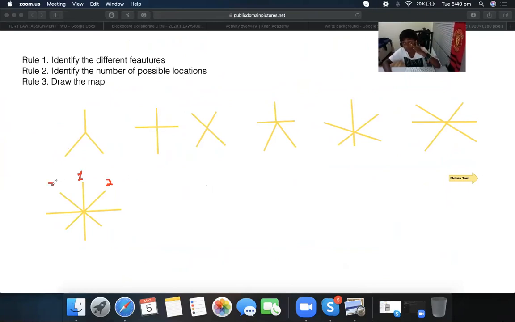3 is here, so I'm gonna put it here. And 4 is here. So we've drawn our map. Now we look at the pattern. It goes +1. From 1 to 2 is +1. 2 to 3 is -2. 3 to 4 is 1, 2, 3. And then 4 to 5 should be 1, 2, 3, 4. Do you guys understand?